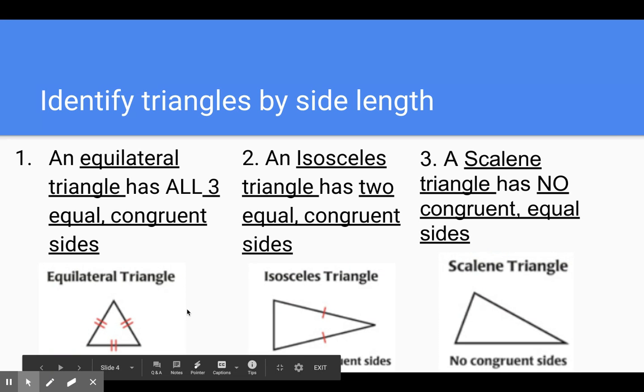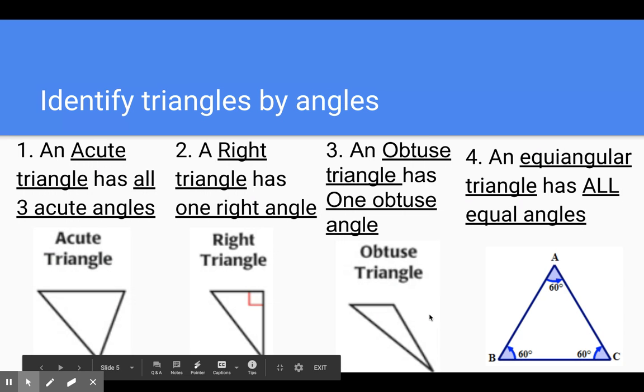Also, remember in last lesson in 5.1, we learned about congruency lines. You can tell that sides are congruent to each other by the congruency lines. 2 matches 2 matches 2, so all three of them are equal. 1 matches 1, so those two lines are equal and congruent. There are no congruency tick marks or lines, so none of them are congruent.